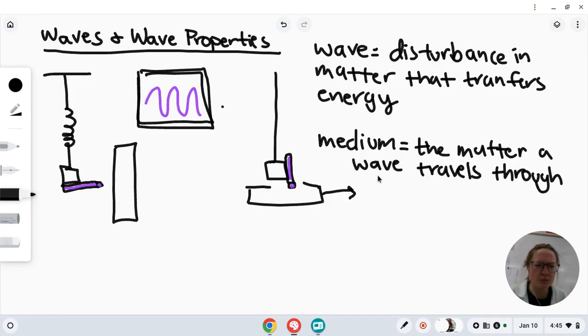If your wave is a ripple on a pond, then the pond is the medium. If your wave is a sound wave in air, then the air is the medium. The medium is the matter that the wave travels through. Now, here's one thing that's really important to know about waves, and it's one of the biggest ideas for today. One of the biggest ideas about waves is that when a wave moves, the medium doesn't move. It oscillates in place. It's the energy that travels.